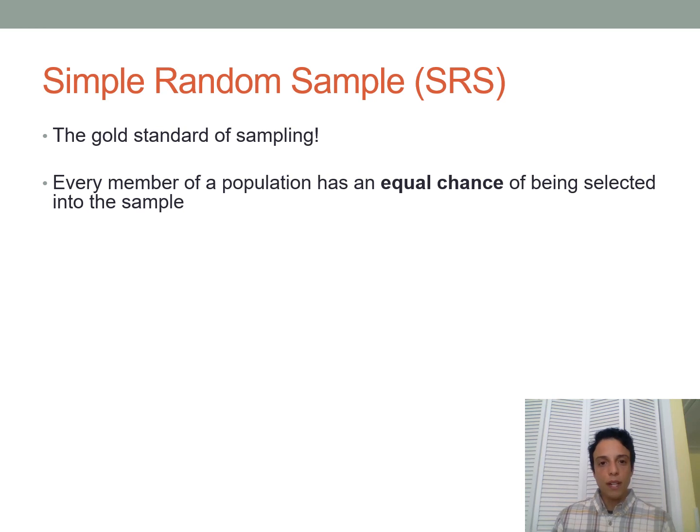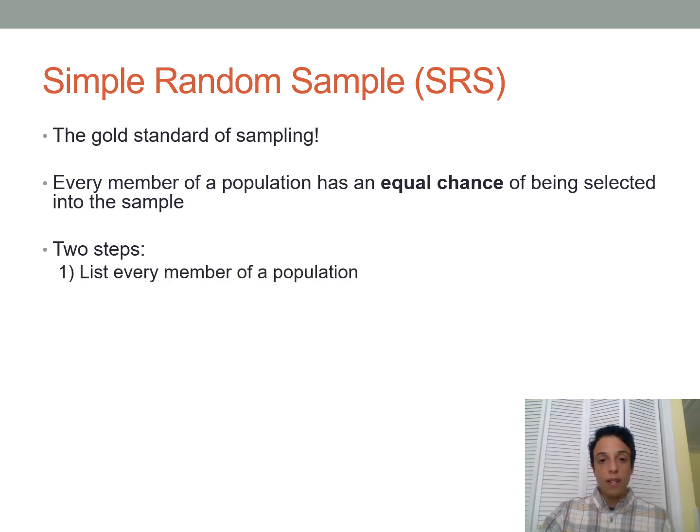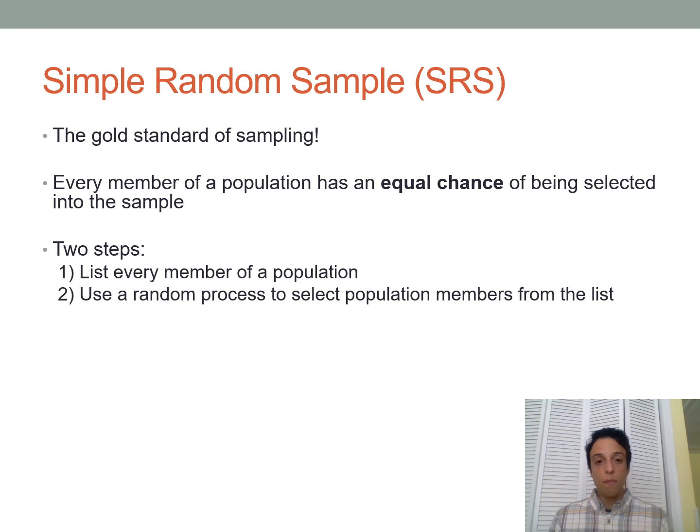And in a simple random sample, every member of a population has an equal chance of being selected into the sample. So this means that every single member of whatever population you're interested in has an equal chance of ending up in the sample. And there are two steps required for this to happen. One is that you need to list out every member of a population. The second step is that you need to use some sort of random process to select members of that population from a list.